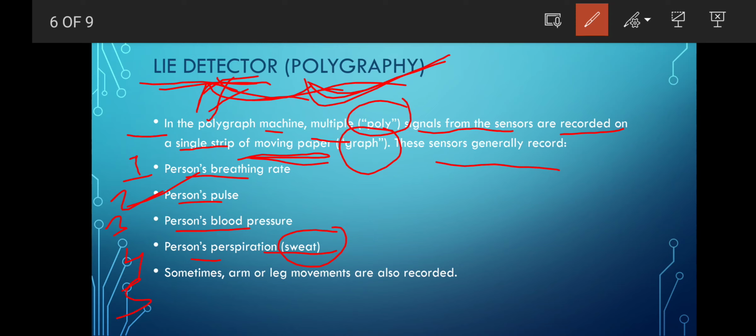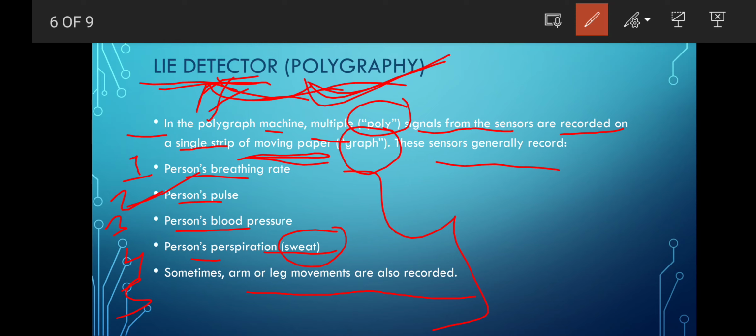Then the fifth one is that sometimes arm or leg movements are also recorded. Certain people have a habit, right? They shake their legs when they are lying, or they tend to do particular actions, like biting their lips or even biting their nails. These are also certain types of habits that are there. All these things are recorded while the polygraph method is used on you.